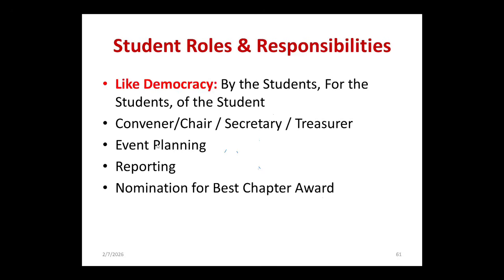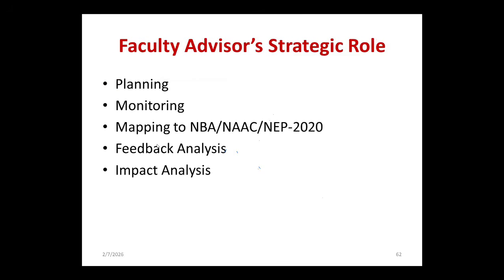Once the students are given authority and some responsibilities, they will again explore their leadership skills, and whatever your target is, that target will be achieved. Then the faculty advisor's strategic role. Your main role as a faculty advisor is planning, mentoring, facilitating, and then mapping NBA, NAC, and NEP with the activities of the student chapter. Just guide the students how that activity can be mapped. The students will again map, and whenever they are mapping those student chapter activities as per NEP, NAC or NBA, students will also explore their knowledge about accreditation.